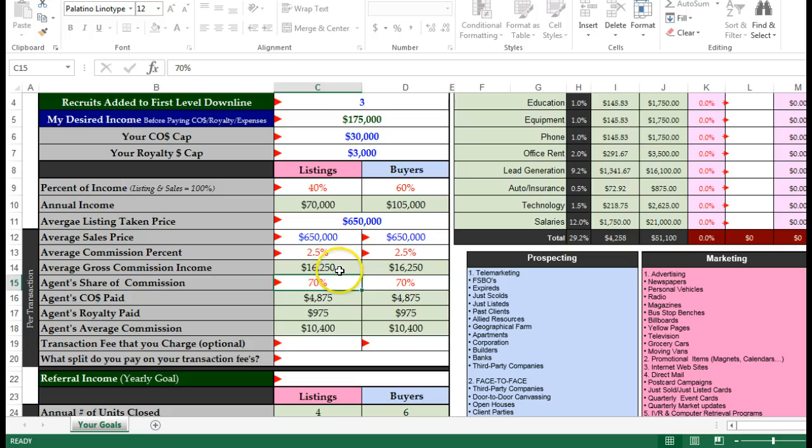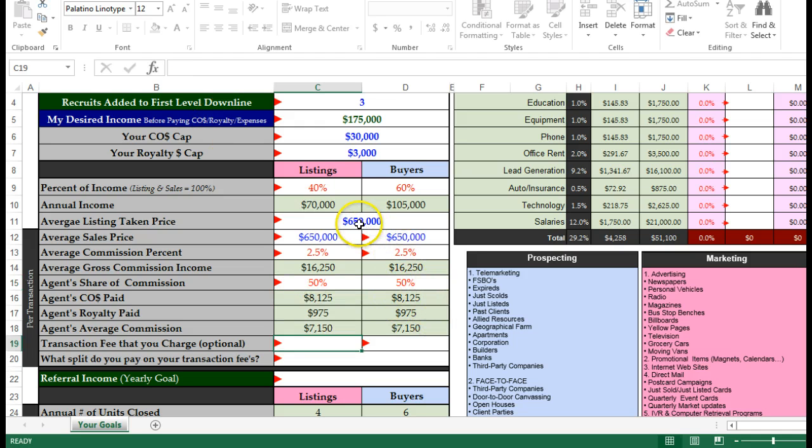So if it was a gross commission would be 16,250. Now, what I would suggest when it comes to the agent's share of the commission is that this is something that changes over time. When you're new, on your first three transactions, there's an investment in the training and the coaching and the mentoring. And then when you're not new, it reverts to 70%. In order for us to have conservative numbers, I'm just going to assume 50%.